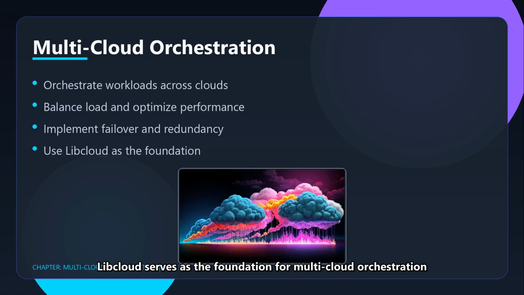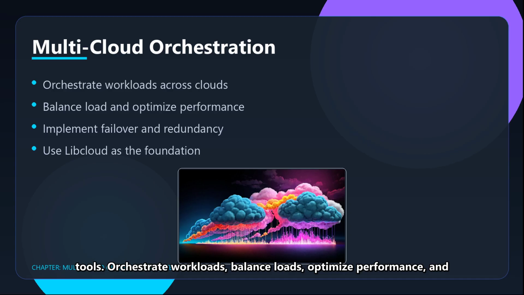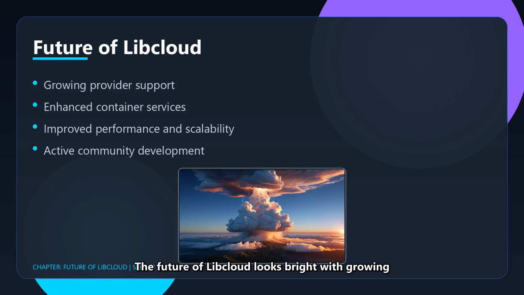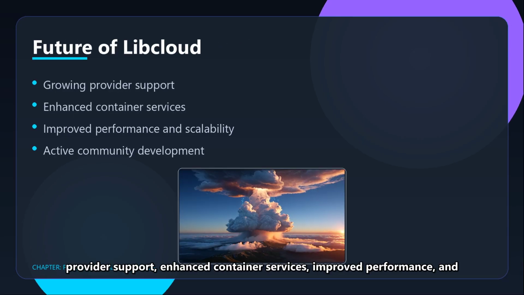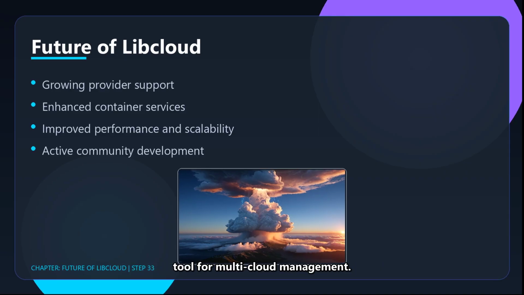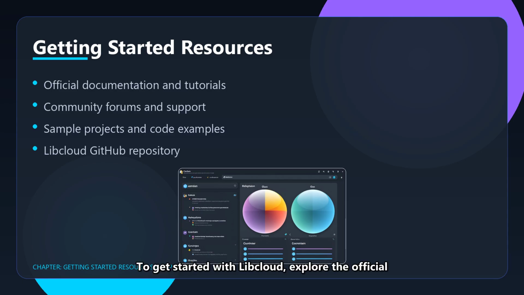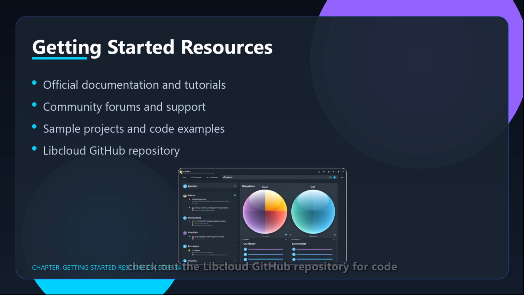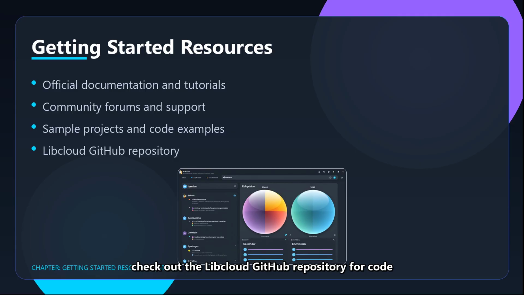Libcloud serves as the foundation for multi-cloud orchestration tools. Orchestrate workloads, balance loads, optimize performance, and implement failover strategies across multiple cloud providers seamlessly. The future of Libcloud looks bright with growing provider support, enhanced container services, improved performance, and active community development, ensuring it remains a key tool for multi-cloud management. To get started with Libcloud, explore the official documentation, join community forums, review sample projects, and check out the Libcloud GitHub repository for code examples and updates.